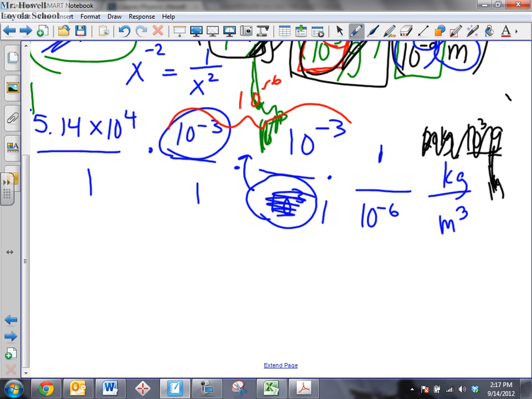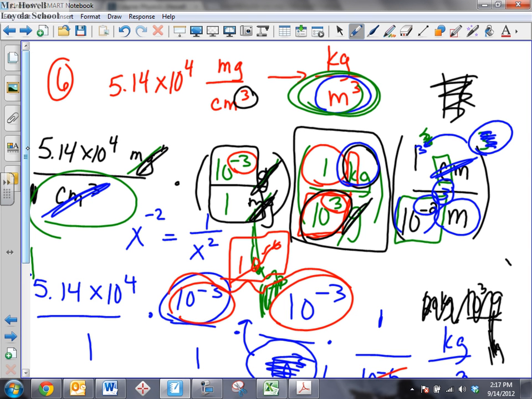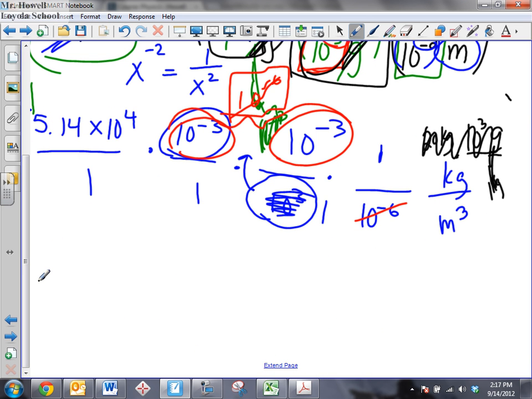10 to the negative 3 becomes 10 to the negative 6 here. Now, what you'll notice is that it cancels with the one on the bottom. That's why I moved that up top. Because I saw that if I could get this to be negative 6 up top, and this is a negative 6 down here, it turns out that they cancel. So in the end, when we're converting from milligram per cubic centimeter to kilogram per cubic meter, they all cancel. And it's the same number we started with.